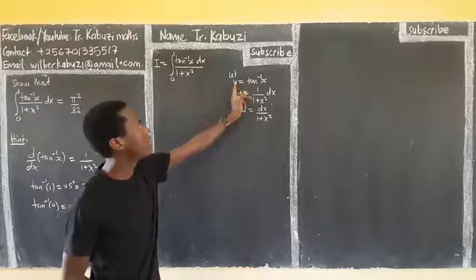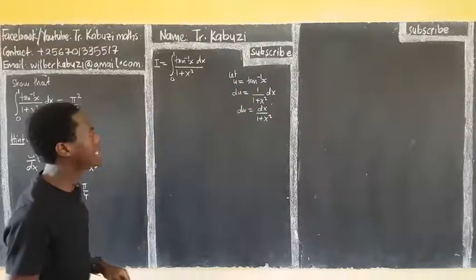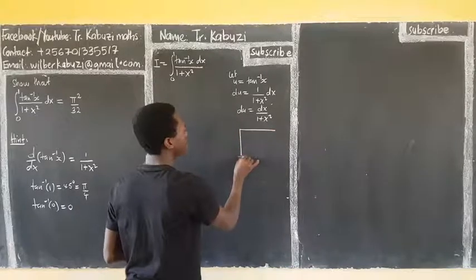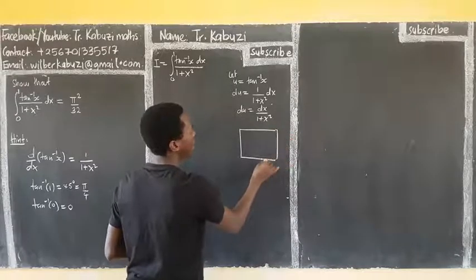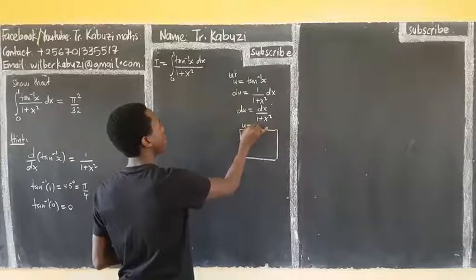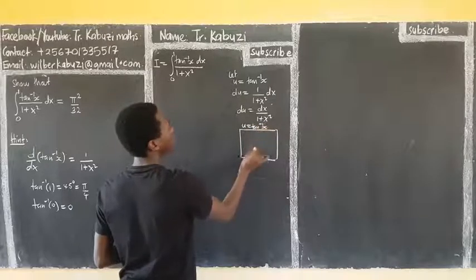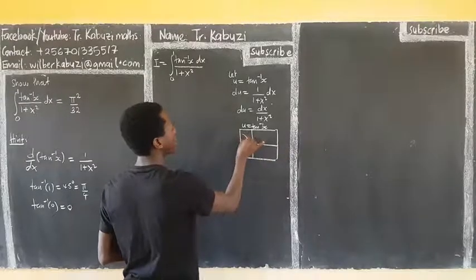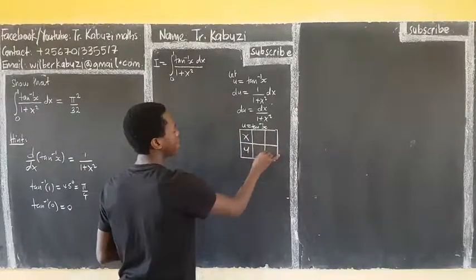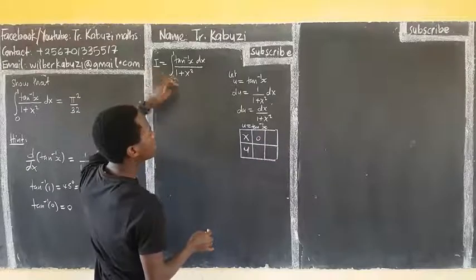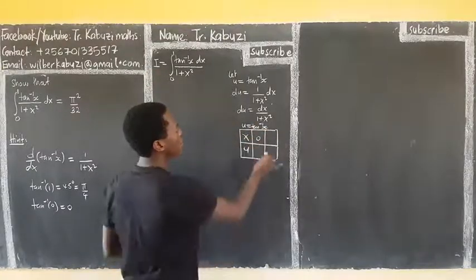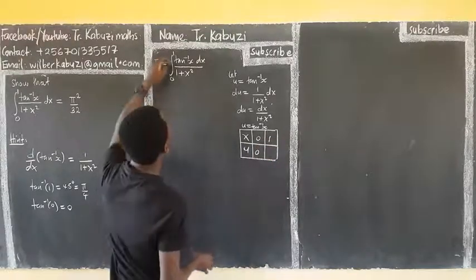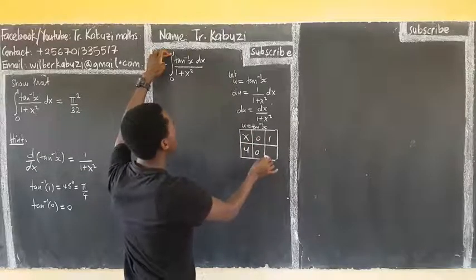Now because we have changed it from x to u, we also change the limits. You draw a simple table here for changing those limits, from x to u. We have said that our u is equal to tan inverse of x. So when x is 0, the lower limit, tan inverse of 0 is going to be 0. When x is 1, then tan inverse of 1, we have seen is 45.